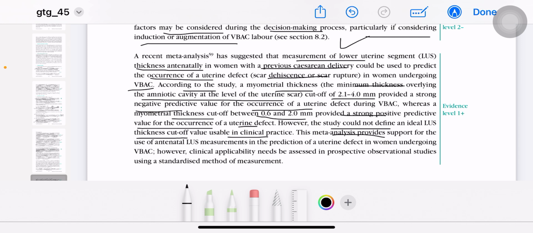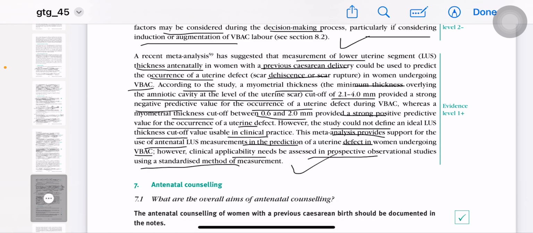So the meta-analysis provides support for the use of antenatal lower uterine segment measurement in the prediction of uterine defect in women undergoing VBAC. However, clinical applicability needs to be assessed in prospective observational studies using a standardized method of measurement. So they say that the myometrial thickness has to be considered, but there is a practice of checking the lower uterine myometrial thickness, and it does not have a good predictive value.